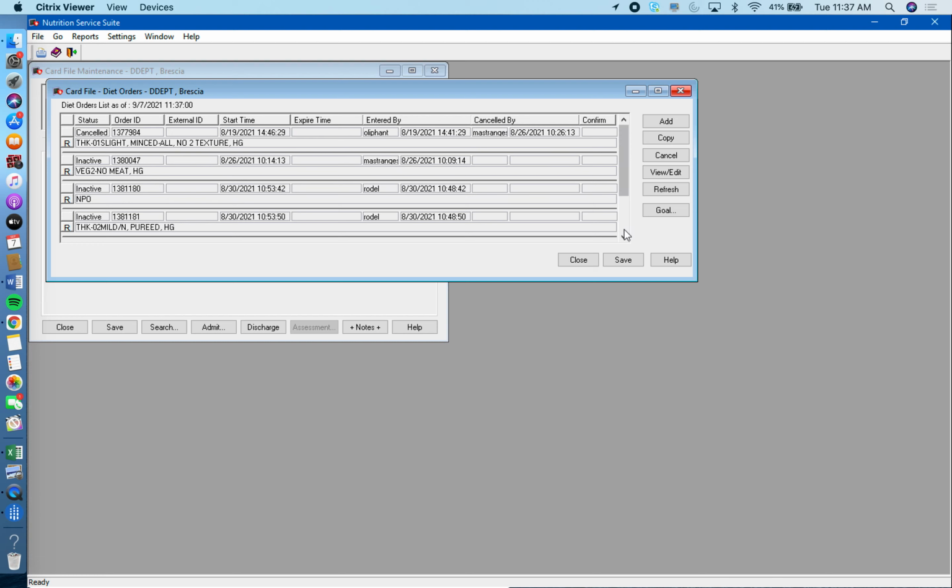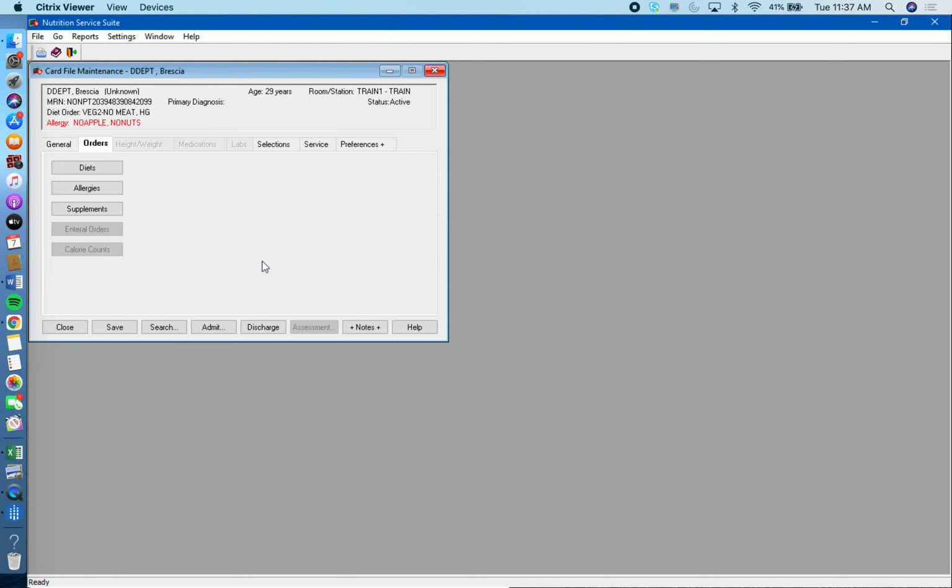sense if this was a real patient, but since this was a test patient, we can just see we've put them on all different diets. These ones are inactive or canceled, but their current diet is the one with the green check mark, so vegetarian. But we can also go into here and see what previous diets they have been on. So we're going to close that.